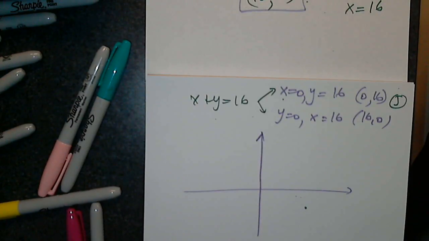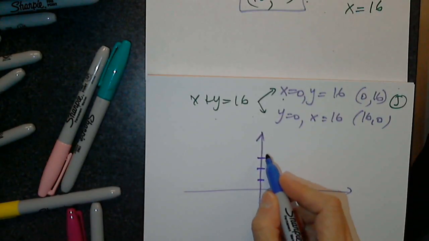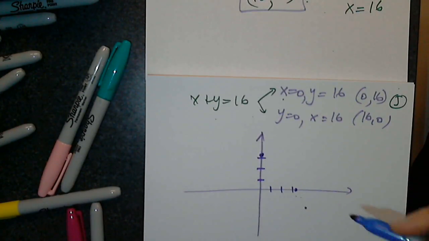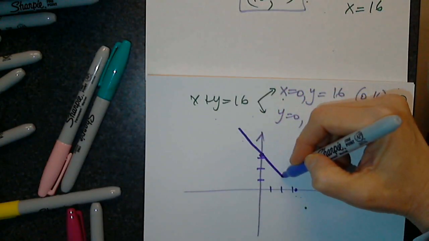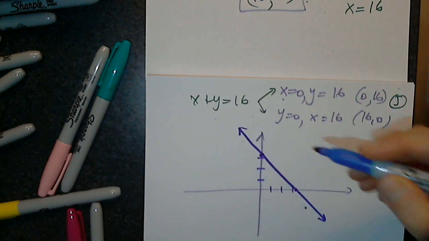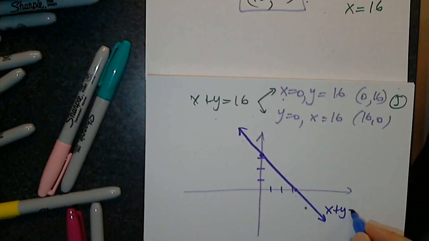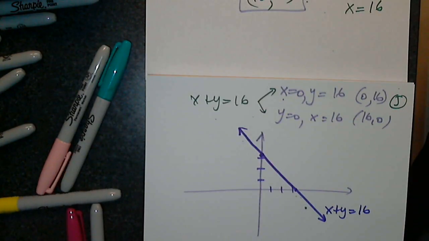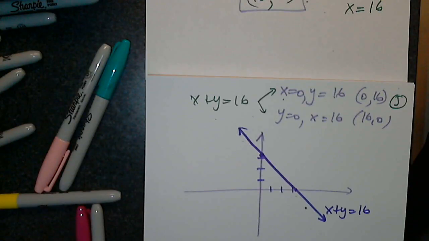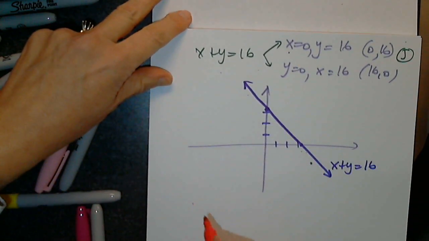And I have 16, 0. I'm going to say 5, 10, 15, 16. Here's the graph of the equation x plus y equals 16. And now I have to graph x plus 3y equals 16.